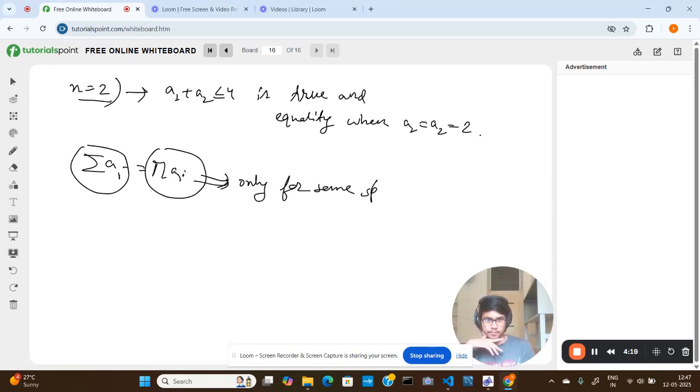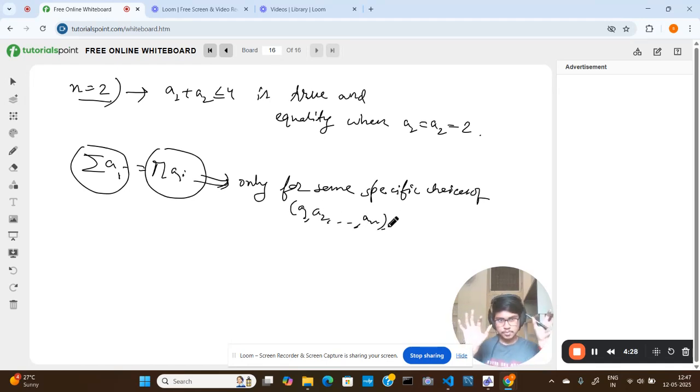So this will happen only for some specific choice of the n positive integers a1, a2, up to an. Intuitively, you can feel that the numbers will not be very large. If the numbers are large, then the product will be very much larger than the sum. If you increase the numbers, the sum will not grow as much as the product, and the product will grow very much. So the product will never be equal to the sum.